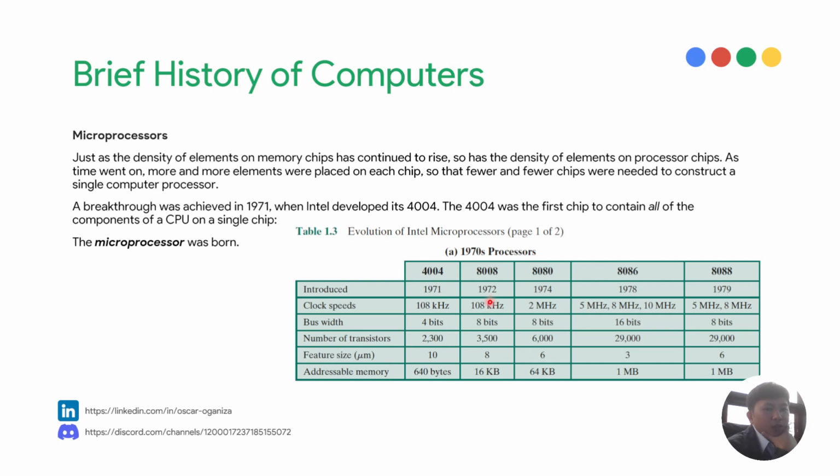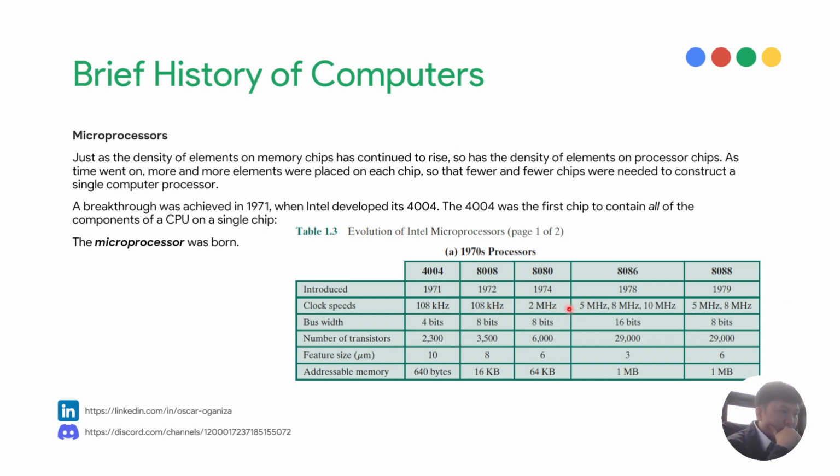The next year, 1972, meron tayong processor 8008. Meron siyang 108 kilohertz, but the bus width is 8 bits. Meron siyang mas maraming transistors and mas maliit yung size niya. Mas maliit and 16 kilobytes of memory. So mas marami siyang na-store na instruction at a time. Mas marami na rin siyang transistors, mas malaki na rin bus width niya. But again, the clock speed still remains 108 kilohertz, or 108,000 instructions per second.